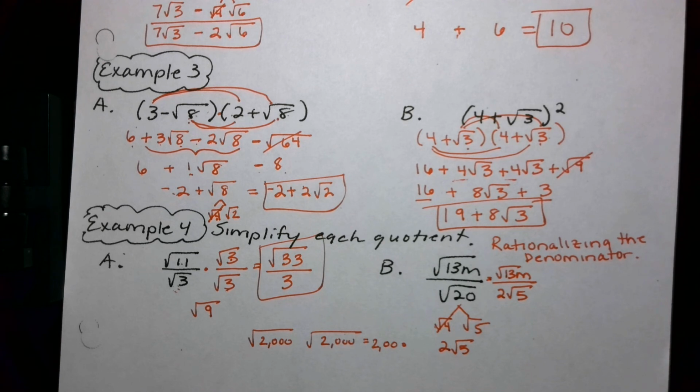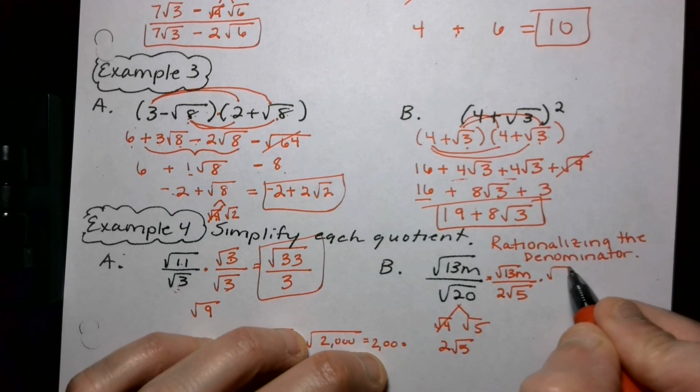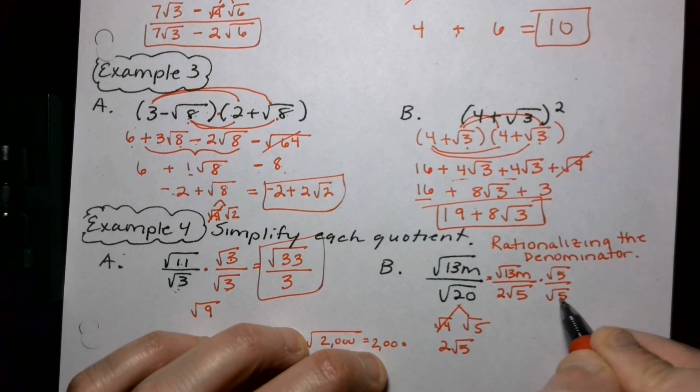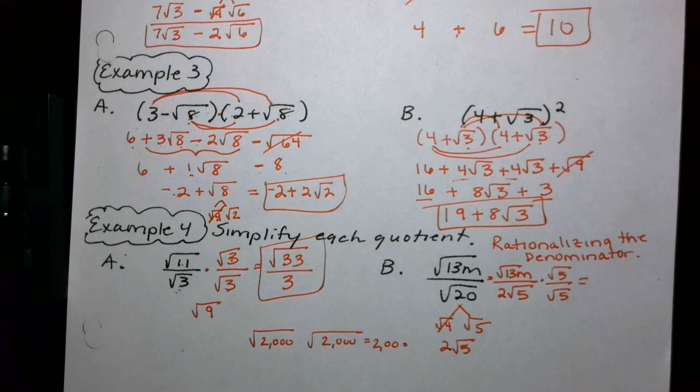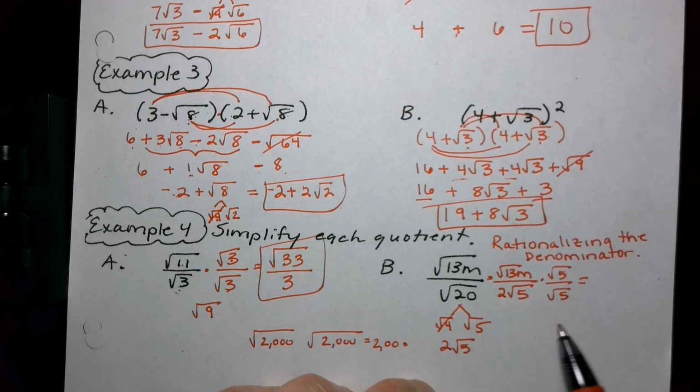So I don't need to multiply by square root of 20. What do I need to multiply the top and bottom by? Square root of 5. Very good. And the reason that's important is because you're keeping things smaller, and it's a lot easier to reduce when you have a smaller number than if you would have multiplied the 20 by the 13 and had this huge number on the top. Okay, so that's why we want to do this first.